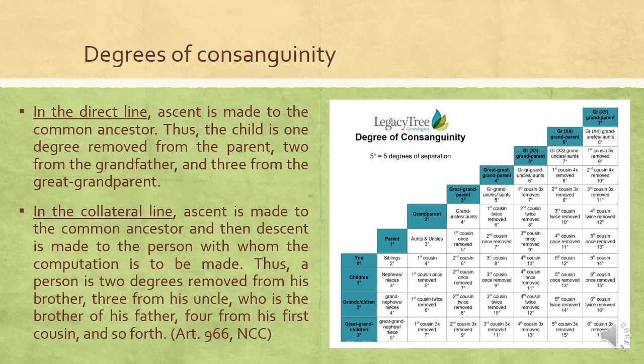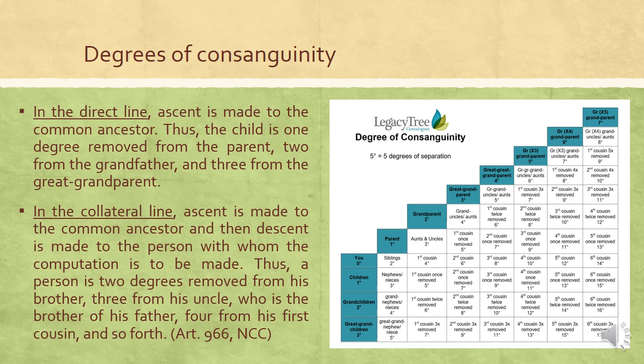So, this is you, 1, 2 degrees. After reaching the common ancestor, you then make a descent to the person with whom the computation is to be made. The person with whom the computation is to be made is your first cousin. So, again, 1, 2, and then you go down, 3, 4. Diba? Your first cousin is the son or daughter of your aunt or uncle. So, that is the reason why you are 4 degrees separated from your first cousin.